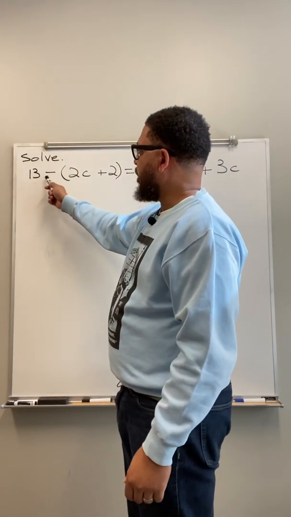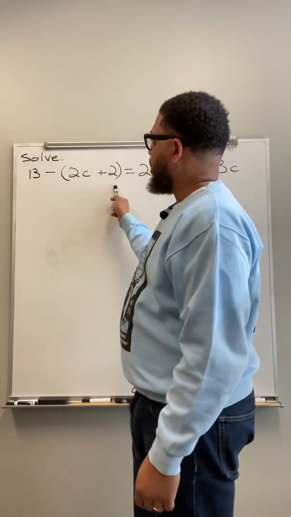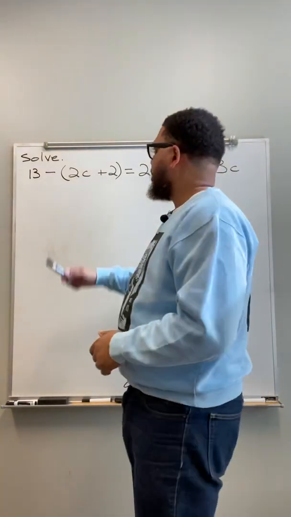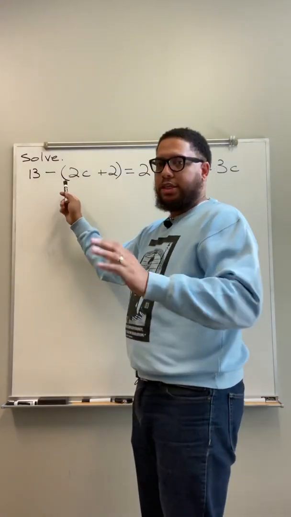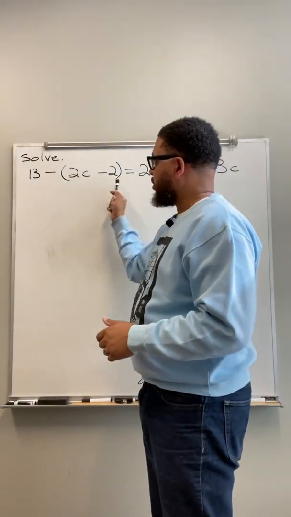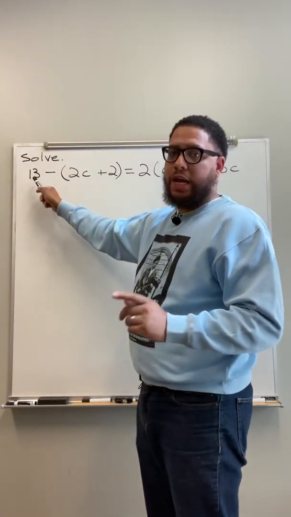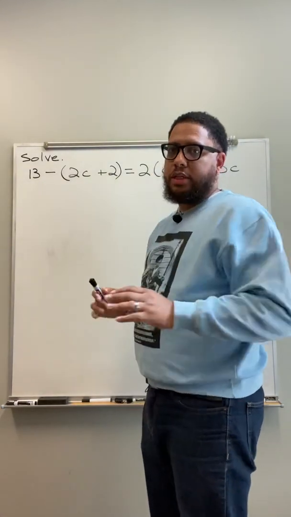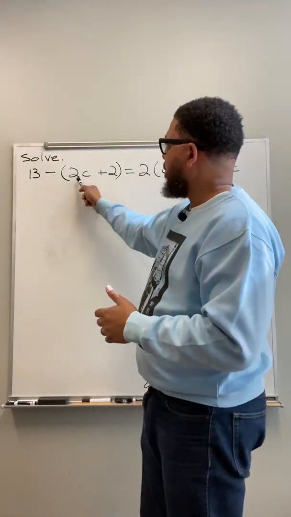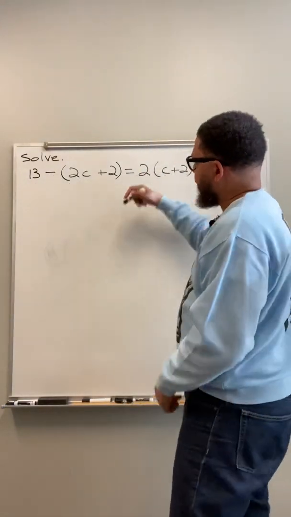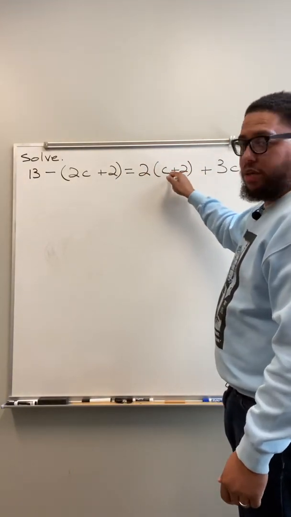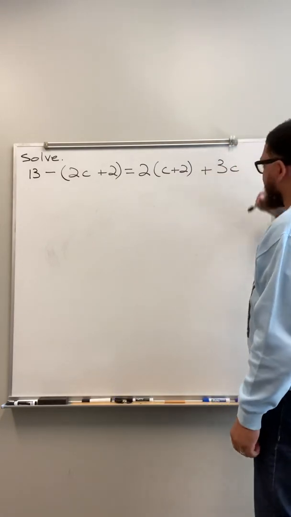You have 13 minus the quantity. Whenever you see terms inside of parentheses, that's called a quantity. So we don't say 13 minus parentheses, 2c. No, we don't do all that. But you have to acknowledge the parentheses, okay? Because this is also not 13 minus 2c plus 2. That would be something different. So you want to say 13 minus the quantity of 2c plus 2 is equal to 2 times the quantity of c plus 2 plus 3c.